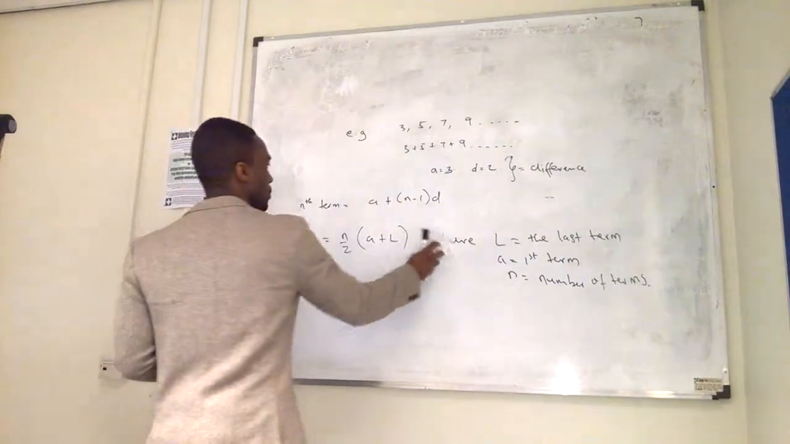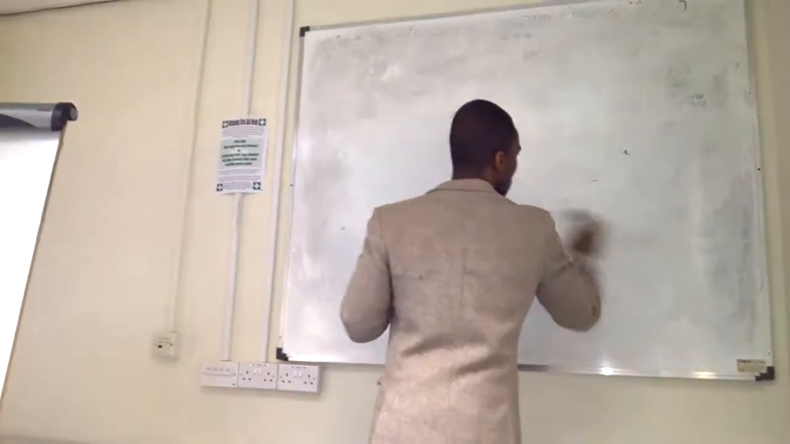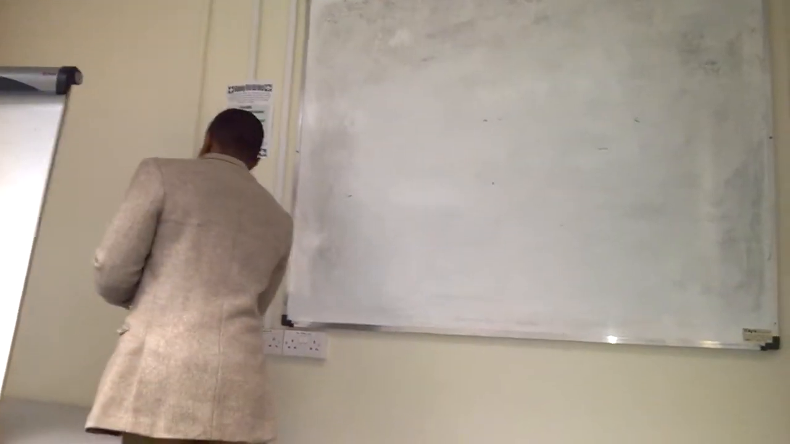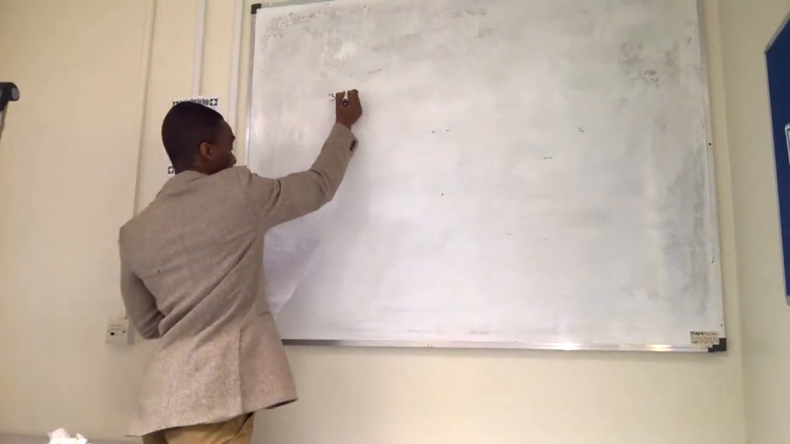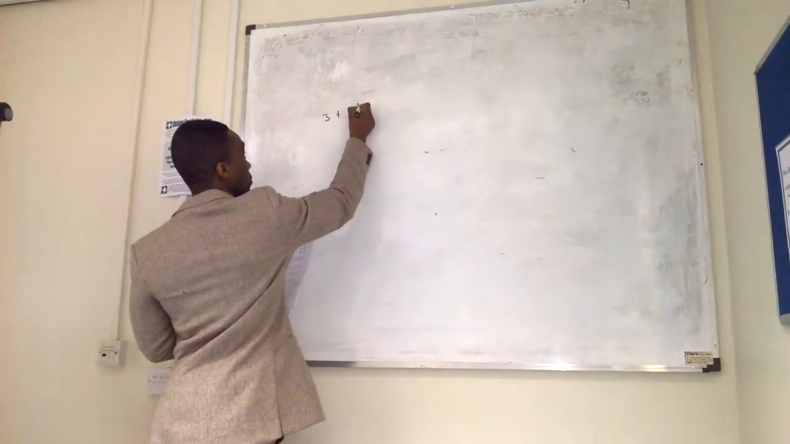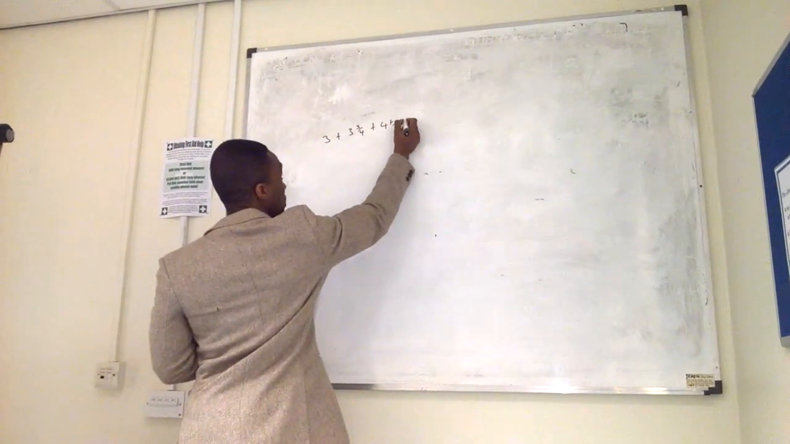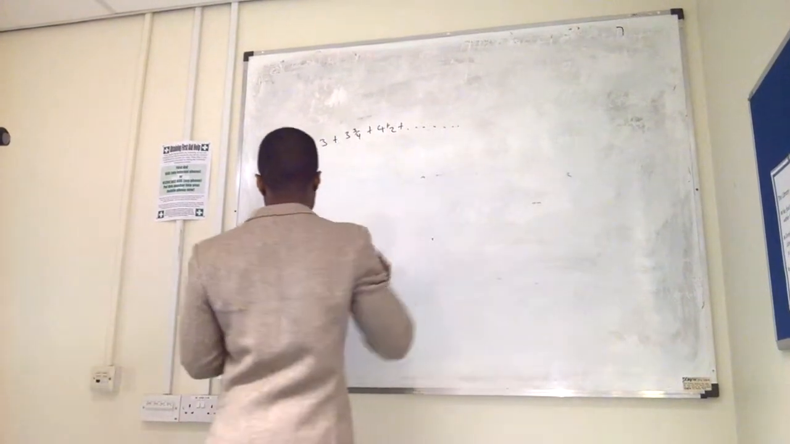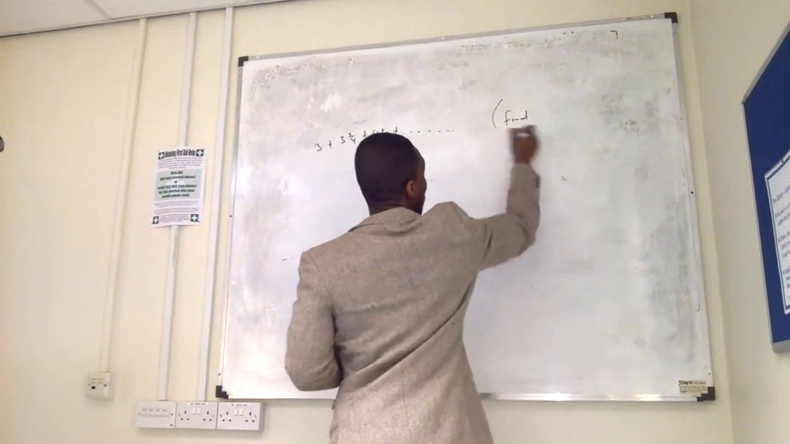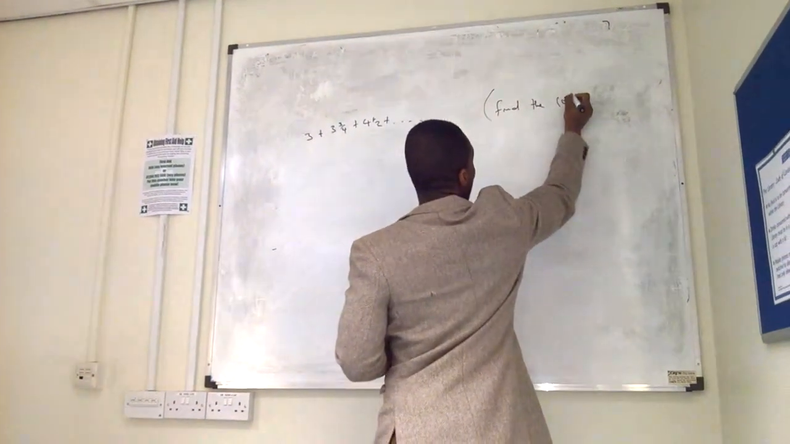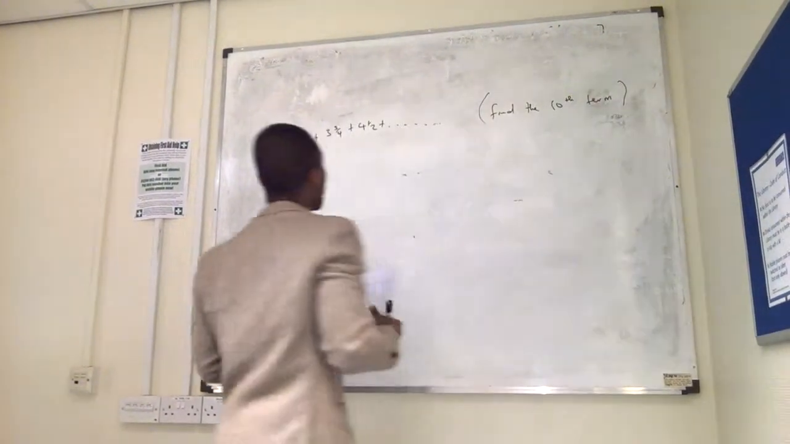Now we're going to use this to solve some problems. The first problem is quite simple: 3 plus 3 over 4 plus 4 and a half plus, and so on, and we are asked to find the 10th term.